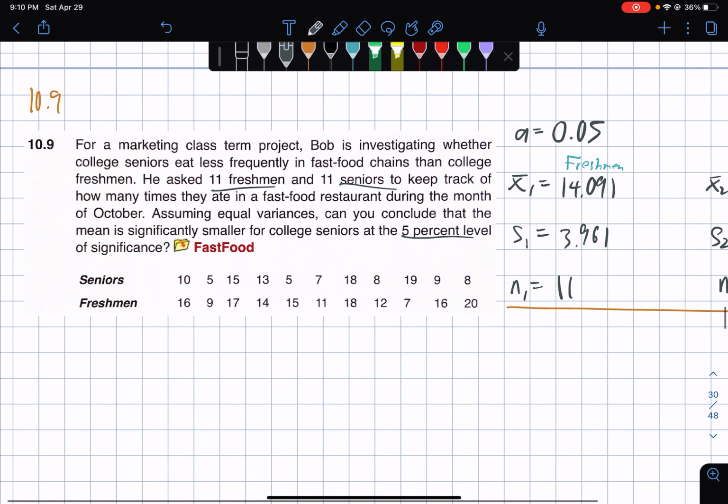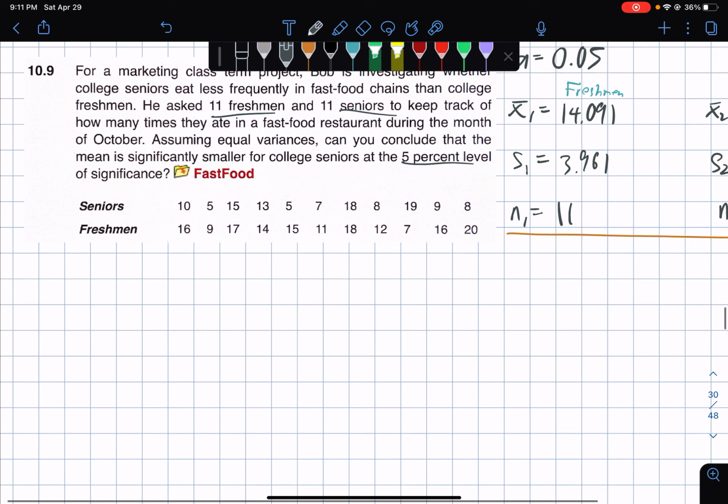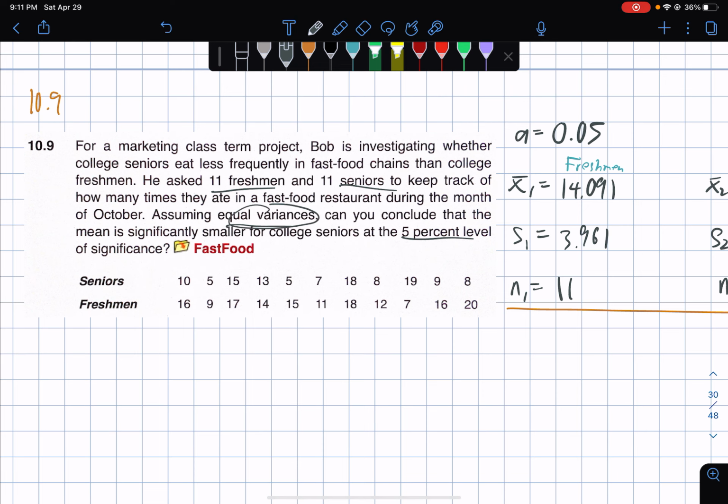Okay, for the seniors, let's find their, okay, we have 10, 5, 15, 13, 5, 7, 18, 8, 19, 9, and 8. So we have 10.636. Let's just round it off that way. And then standard deviation, 4.925. Okay, now we've gathered the important data that we need. Let's see what tail test this is. Assuming equal variances, I suggest case 2.